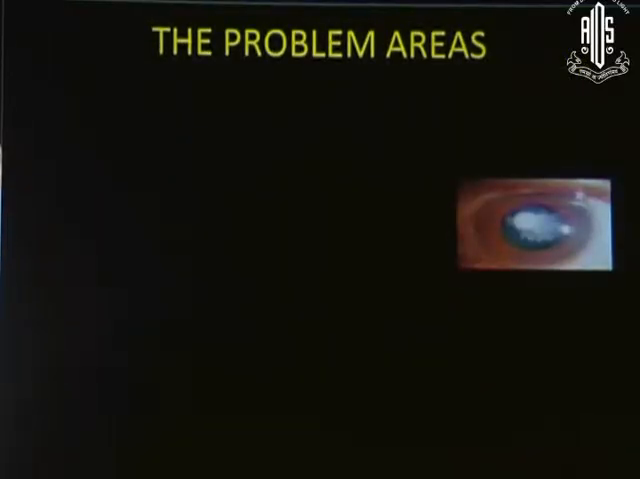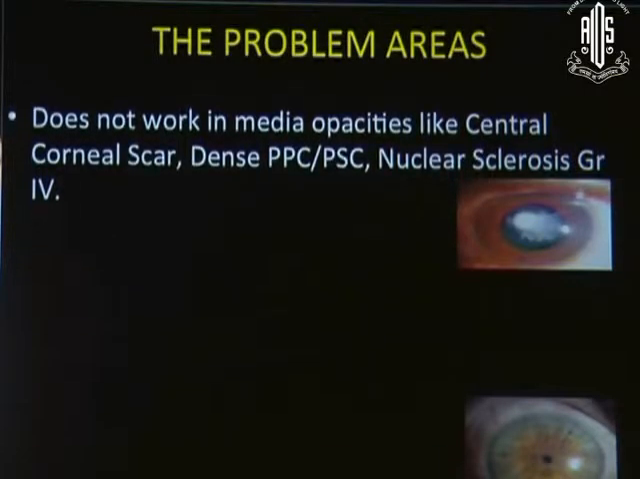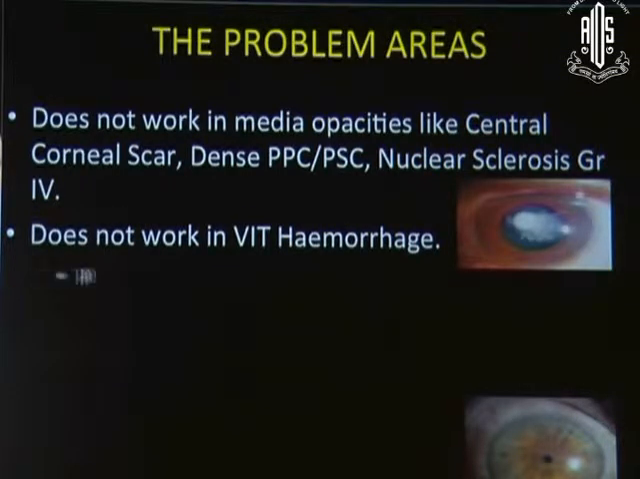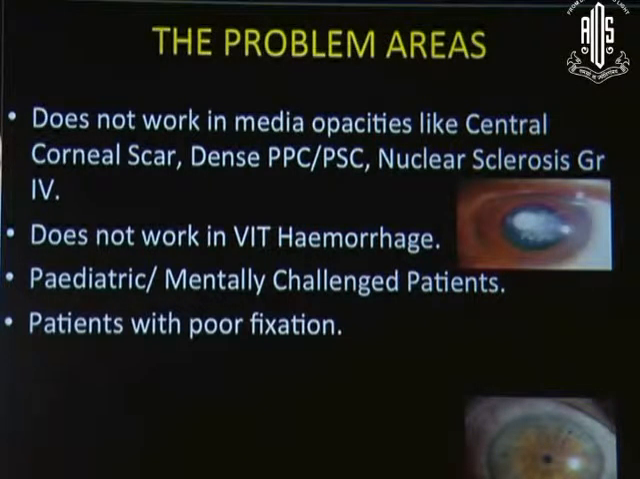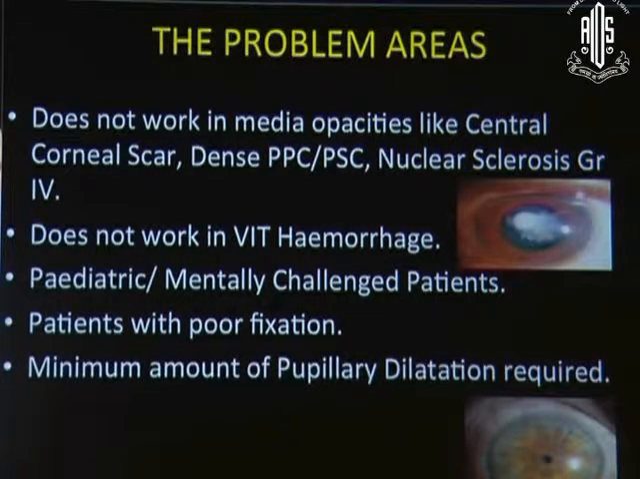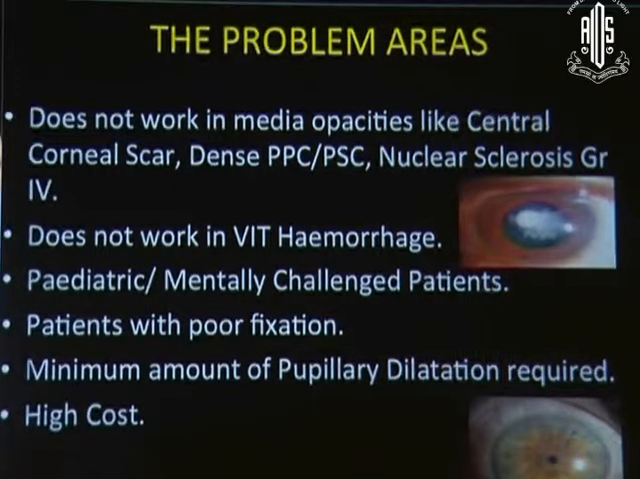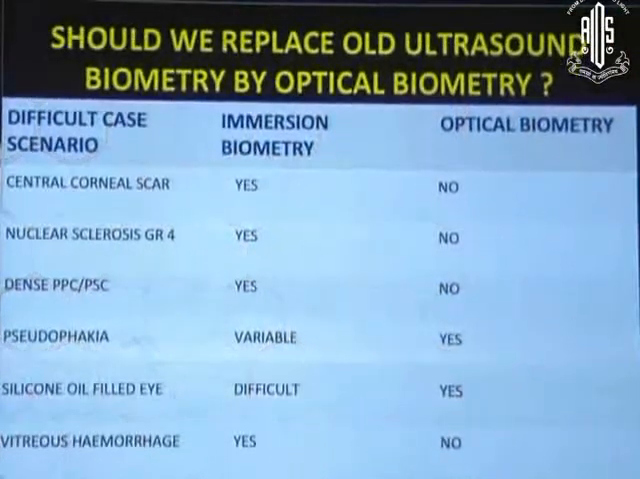But there are some problem areas even in the optical biometry, and what are they? Well, it does not work in media opacities like central corneal scar, dense PTC, PSC, or very dense nuclear sclerosis. It does not work, of course, in vitreous hemorrhage, pediatric and mentally challenged patients, patients with poor fixation, and a minimum amount of pupillary dilatation is required. Of course, the high cost is something that is a deterrent in most of the settings.